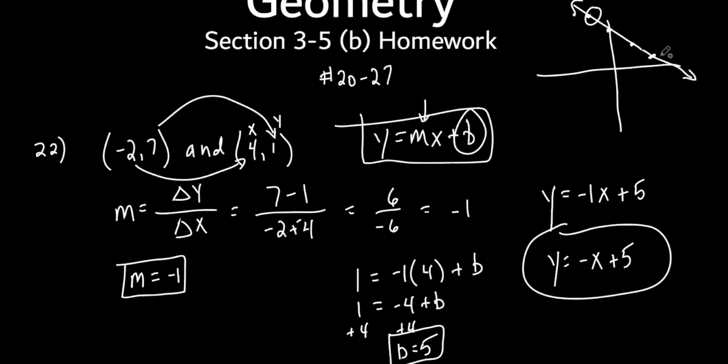Do you see that? That's kind of interesting, isn't it? So we made our line. Those 2 points are supposed to be on my line, and sure enough, they are. All right, let's do another one.